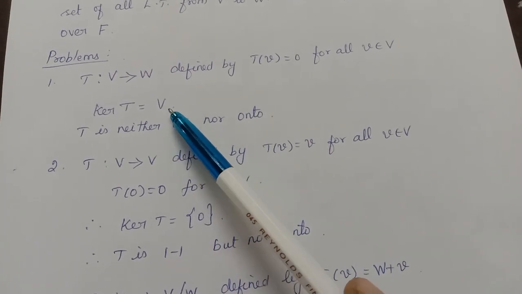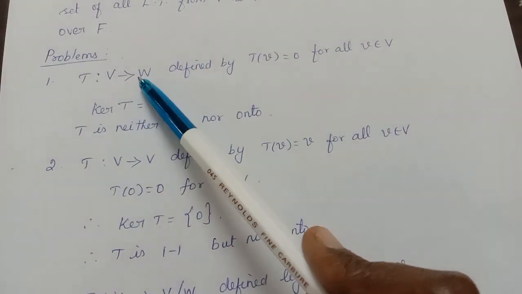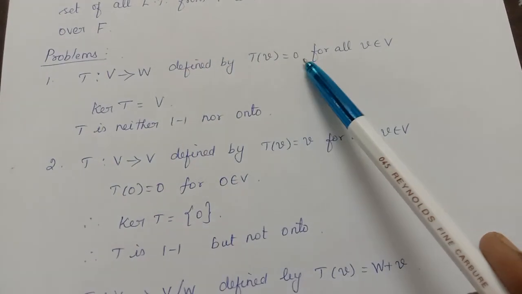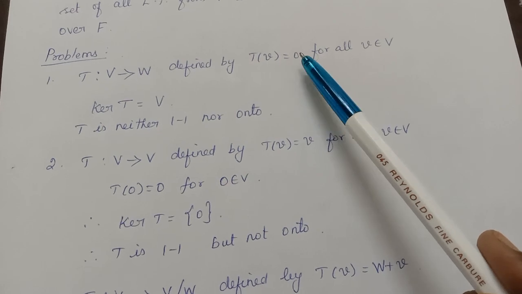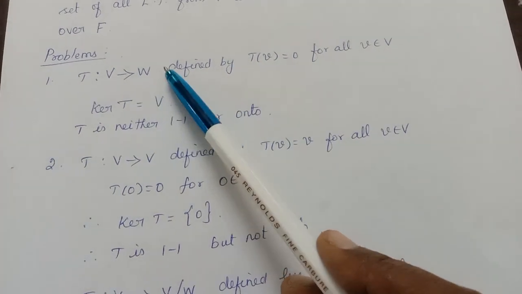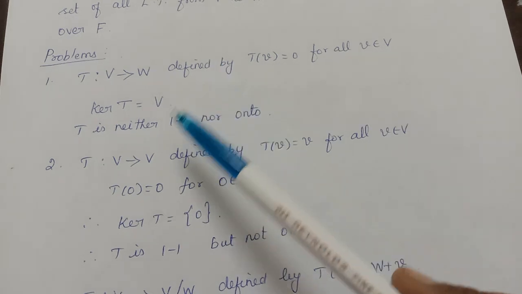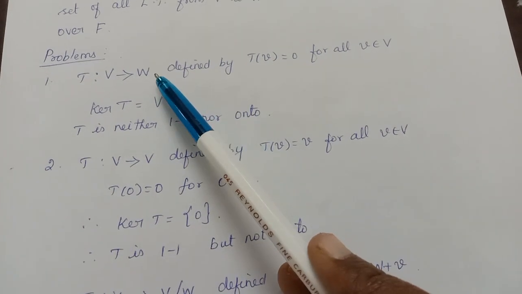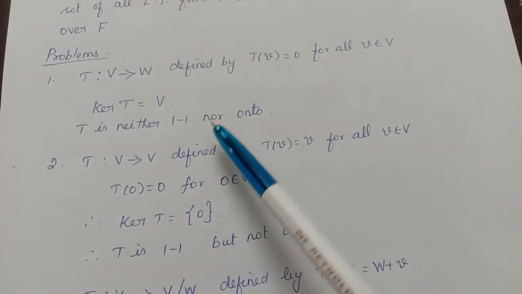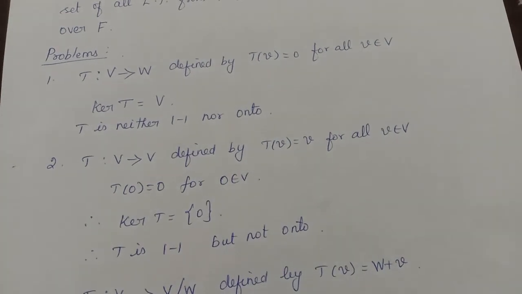Also it is not onto, because in the codomain, only this 0 element has a pre-image. The remaining elements will be there in W. You may have several elements in W, so they do not have pre-images. Therefore, this is neither 1-1 nor onto.